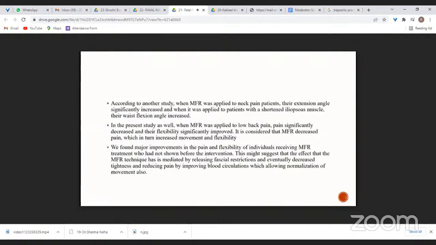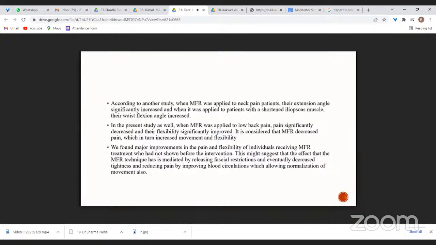According to another study, when MFR was applied to neck pain patients, their extension angle significantly increased. And when it was applied to patients with shortened iliopsoas muscles, their waist flexion angle also increased. So in the present study as well, when MFR was applied, low back pain significantly decreased and flexibility significantly improved. It is considered that MFR decreased the pain, which in turn increased the movement and flexibility.